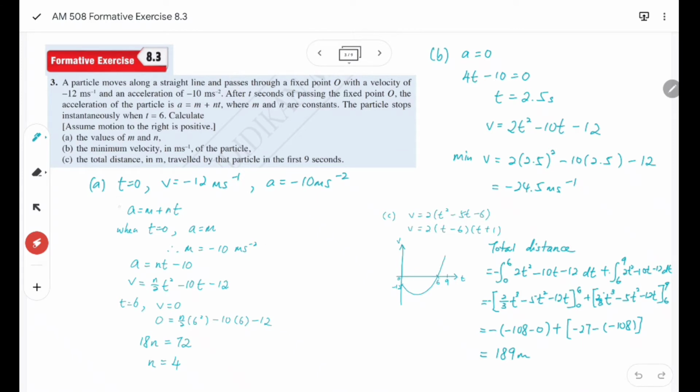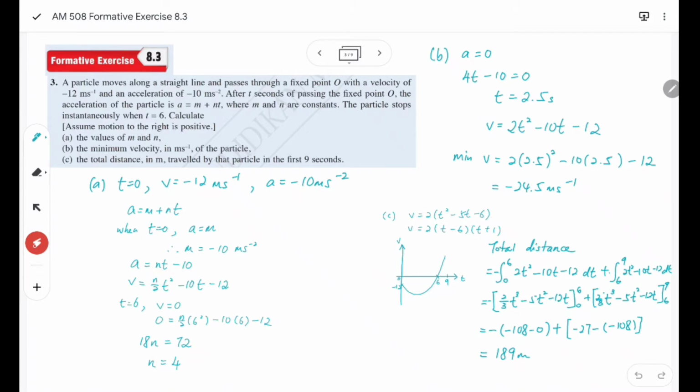So, from the function a equals to m plus nt, when t equals to 0, basically a equals to m. And we know that when t equals to 0, the acceleration will be negative 10. So we know m equals to negative 10 meter per second squared. So now our acceleration function becomes a equals to nt minus 10.